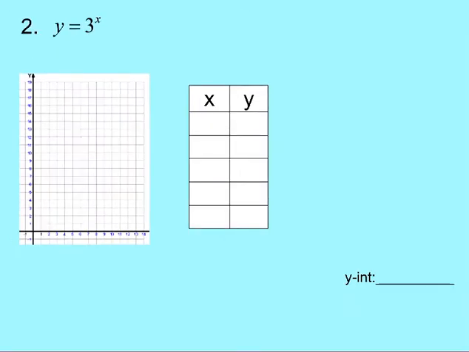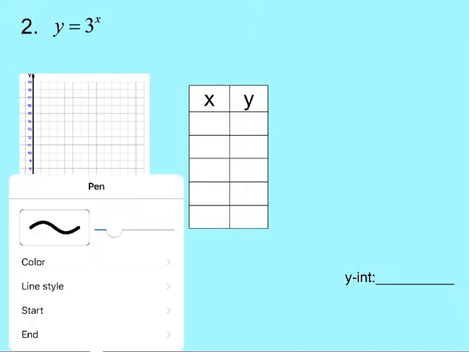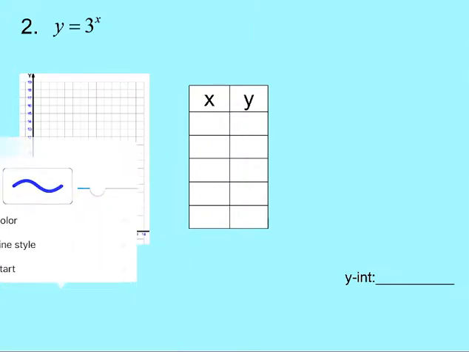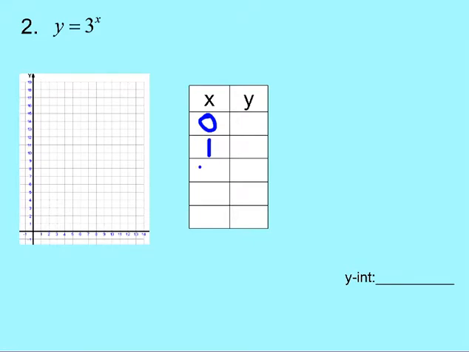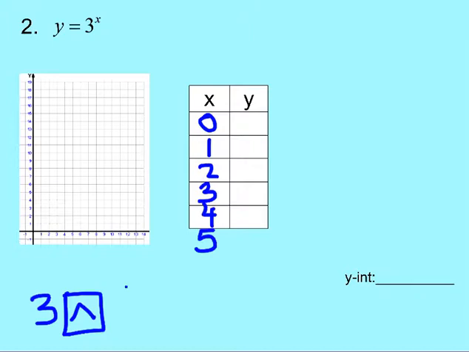Next, let's take a look at number 2. For number 2, I'm going to use the same values that I chose before: 0, 1, 2, 3, 4, and 5. In my calculator, I'll do 3, type in the caret key to the 0 power. Anything to the 0 power, if you think back to Unit 3, is always 1. 3 to the first power is 3.